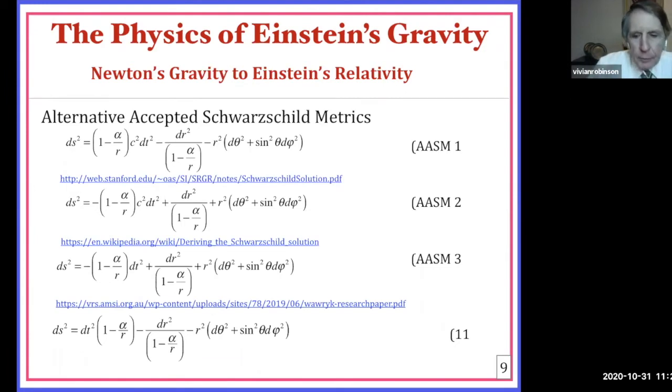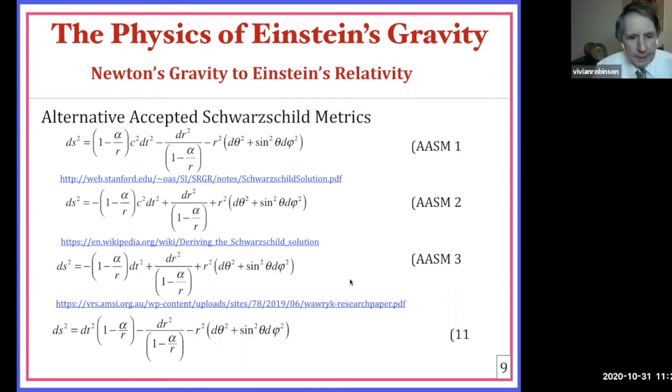Here are three more Schwarzschild metrics. The first feature to note is they all have the 1 minus alpha over r term in them. The top two have terms c squared associated with time. The bottom two don't. That is attributed to the normalization of constants. I think that should be known, that's relatively regularly used in mathematical physics.